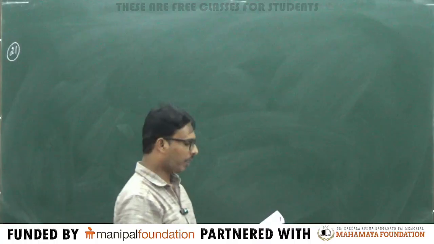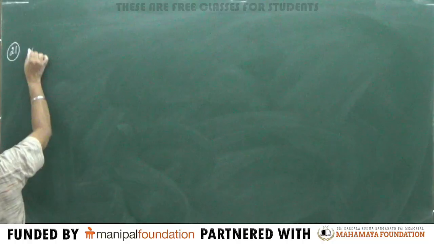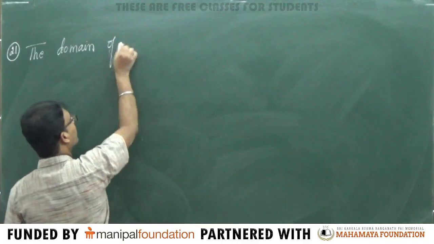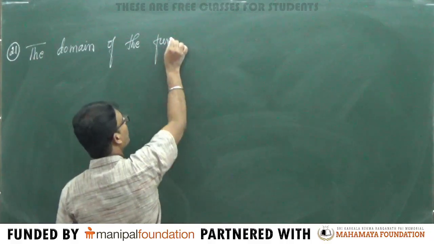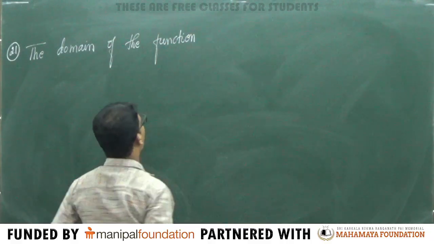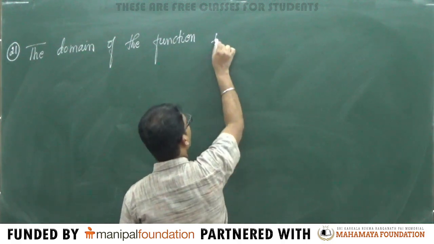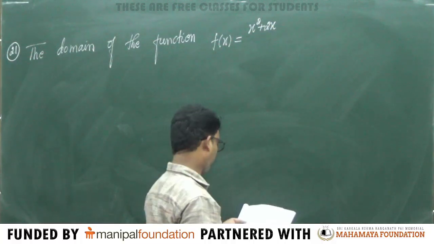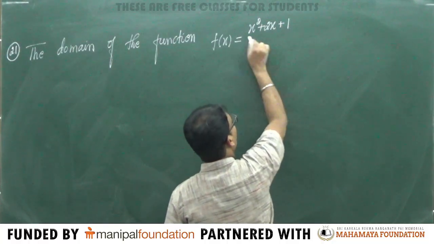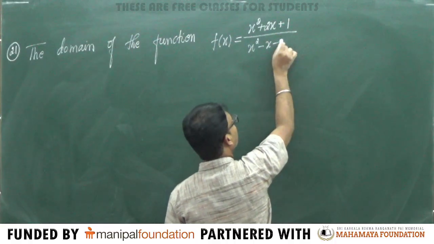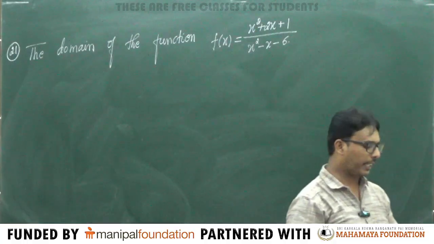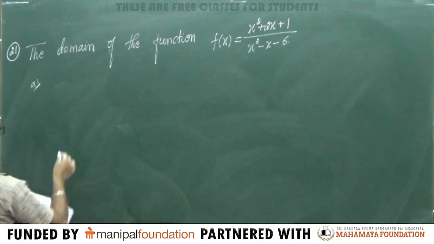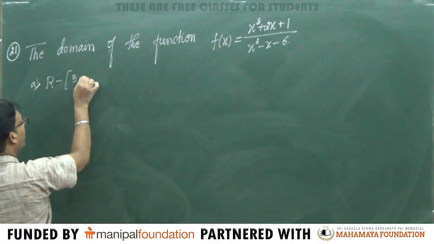Question number 21. The domain of the function f of x is equal to x square plus 2x plus 1 whole divided by x square minus x minus 6 is option A, set of all real numbers except the closed interval 3 comma minus 2.